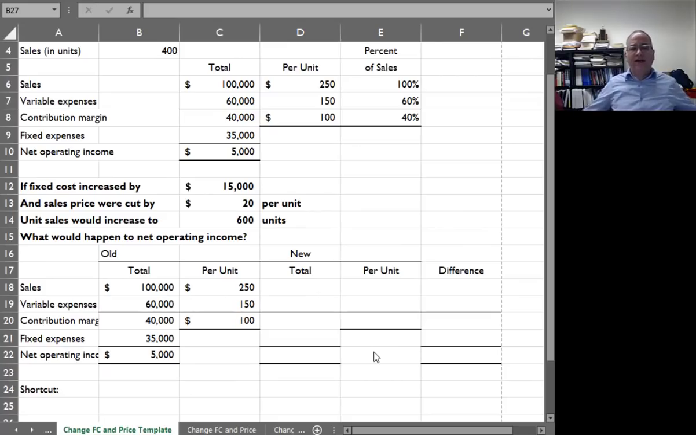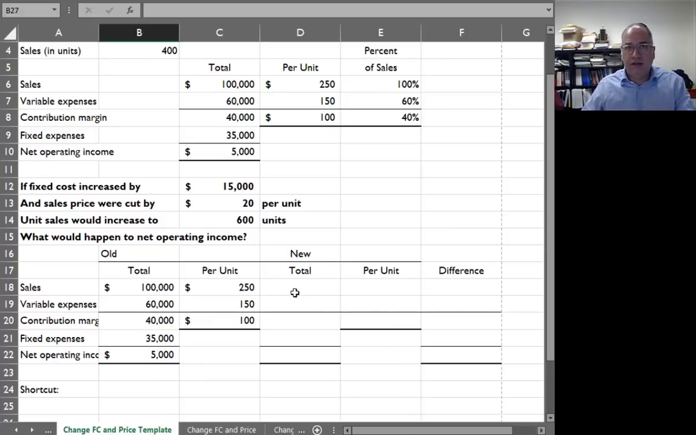So what if the fixed cost increased by 15,000, sales price was cut by $20 a unit, and unit sales as a result increased to 600 units? So what's going on here? They're spending more money on advertising and they're cutting their sales price. And they expect that right now they're selling 400 units. This would increase their unit sales to 600 units. Sounds good, right? What would happen to profits?